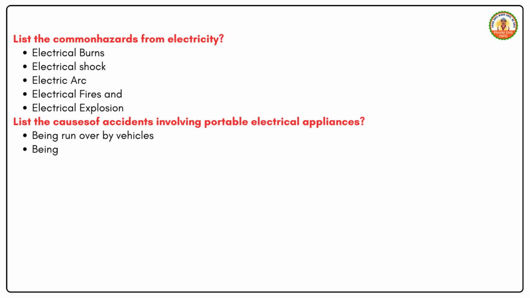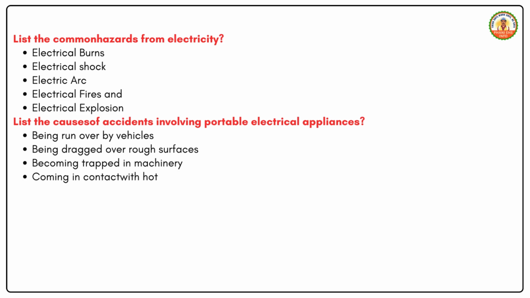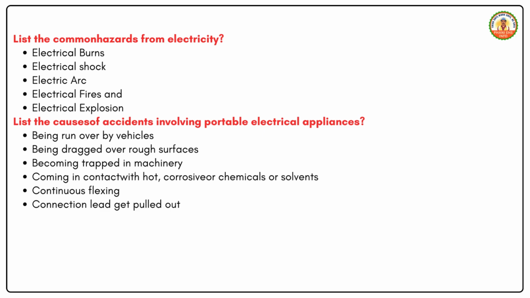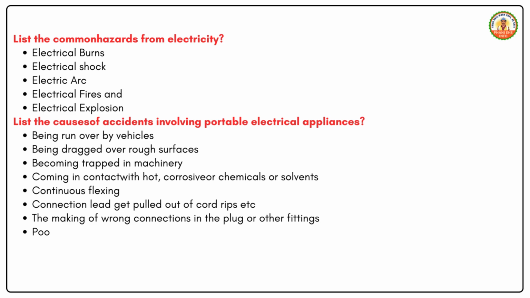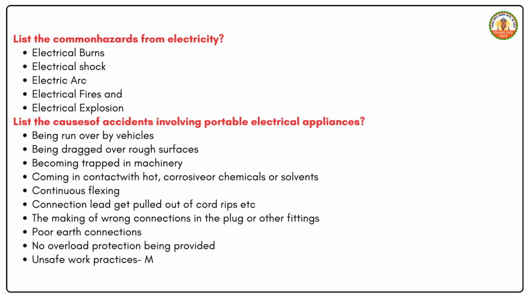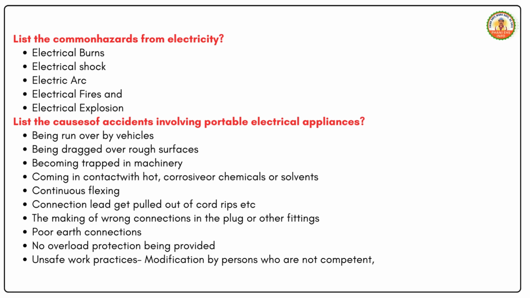List the causes of accidents involving portable electrical appliances. Being run over by vehicles. Being dragged over rough surfaces. Becoming trapped in machinery. Coming in contact with hot, corrosive chemicals or solvents. Continuous flexing. Connection leads getting pulled out, cord rips, etc. The making of wrong connections in the plug or other fittings. Poor earth connections. No overload protection being provided. Unsafe work practices, modification by persons who are not competent.